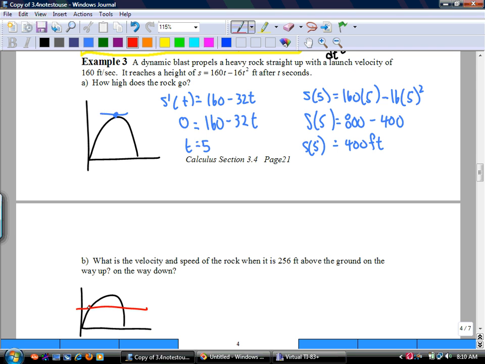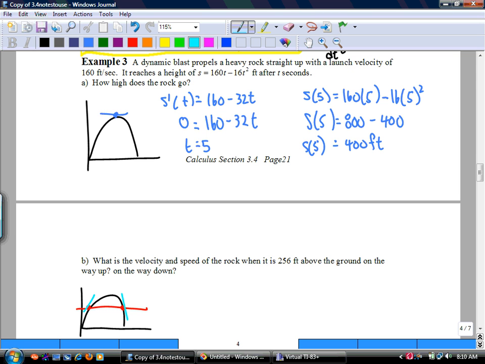So there are 2 points here and here that are 256 feet above the ground. What I'm asking for is the slope there and there. Can anybody make an argument, even though my drawing here is really crappy? The slopes are going to be the same but opposite in sign. So all we really need to do is find one of them.